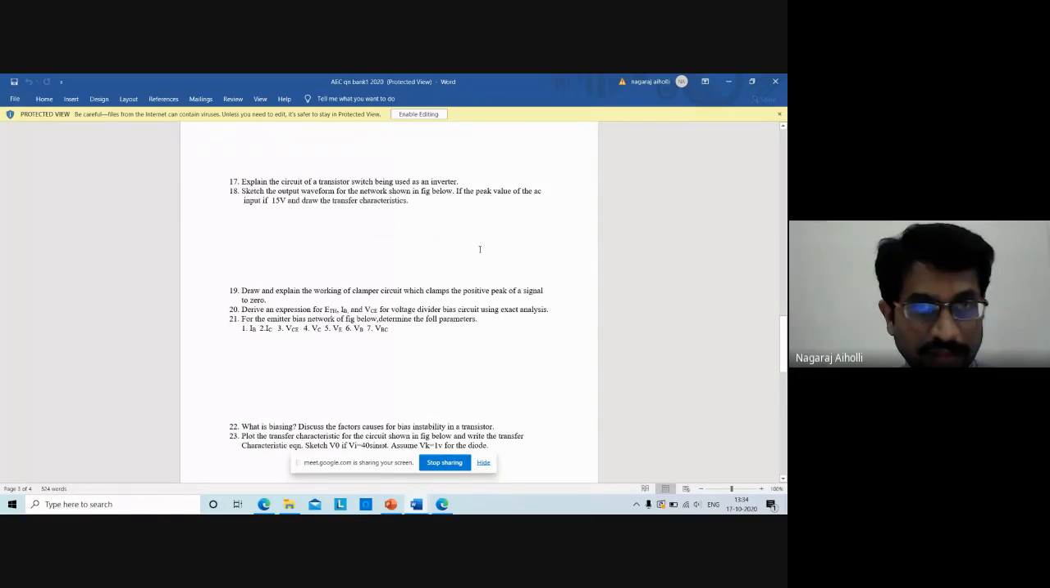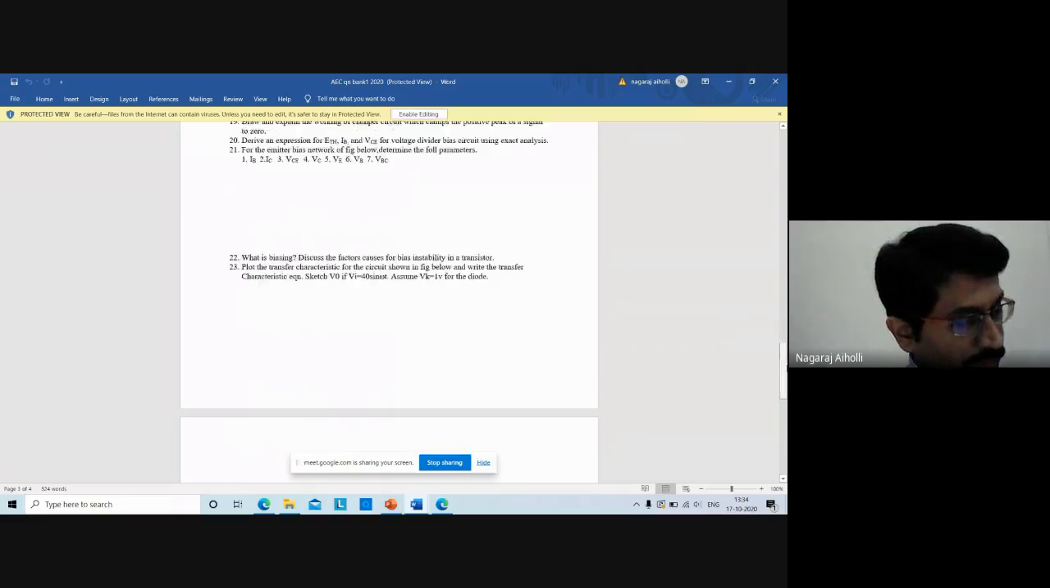In class I solved it for 10 volts. The peak value of the AC input is 10 volts, and the DC supply voltage we took as 10 volts in class. But in the example here, they have given a 3 volts DC supply voltage. That is the only difference. It's a solved problem in class.